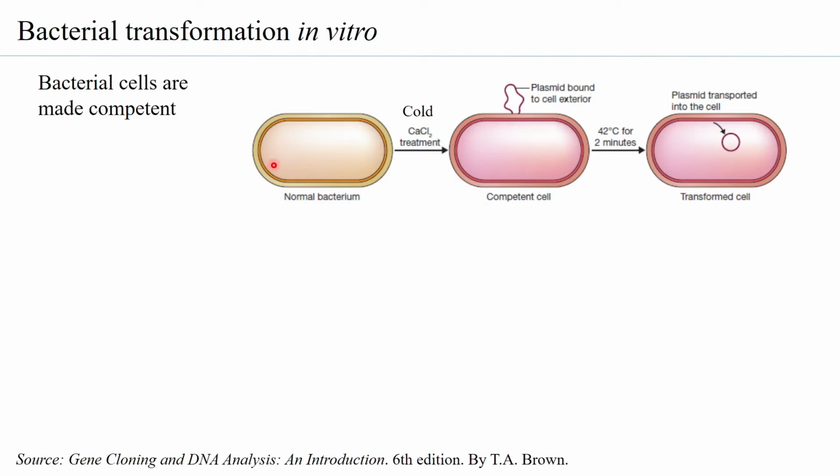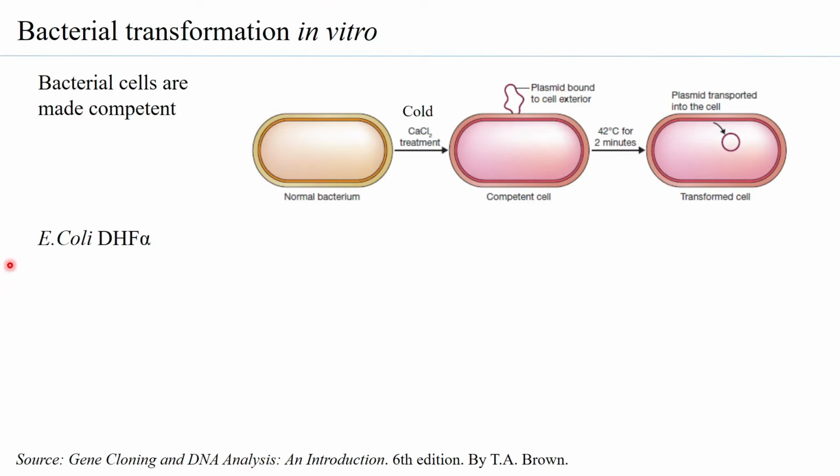So a normal bacteria is made competent by chilled calcium chloride. So it is soaked in chilled calcium chloride for a stipulated period of time. And then these competent cells are exposed to the DNA, to which it binds, and then is given heat shock.